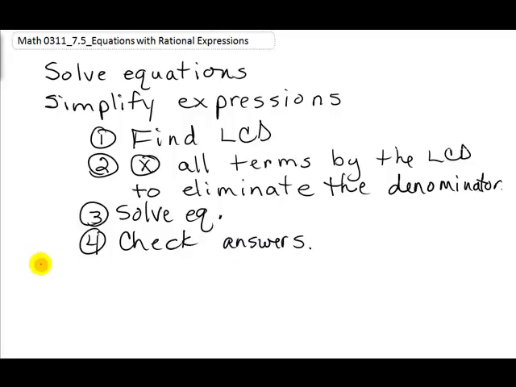Now, I know in MyMathLab, you're going to just plug in your answer, and MyMathLab will tell you right or wrong right away. But for your test, you really need to go ahead and get into the practice of checking those answers.